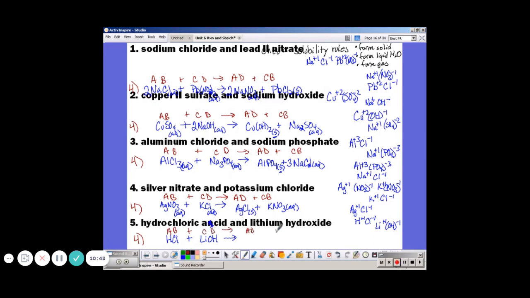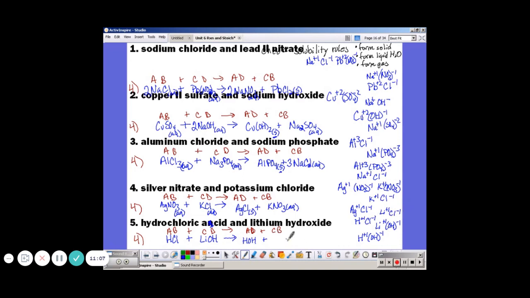Well, A in the problem was hydrogen, so that's H plus 1, and D was hydroxide, OH minus 1, so that's HOH, plus CB. C was lithium, Li plus 1, and B was chlorine, Cl minus 1, so that is LiCl.